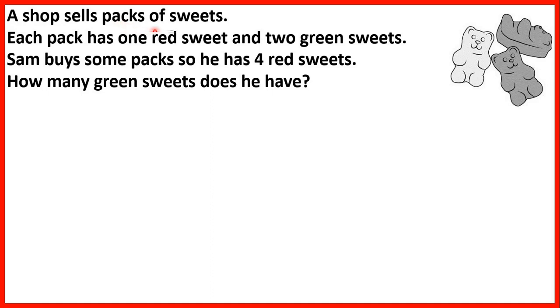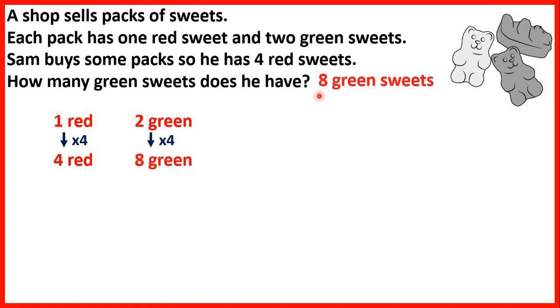A shop sells packs of sweets. Each pack has 1 red sweet and 2 green sweets. Sam buys some packs so that he has 4 red sweets. How many green sweets does he have? So in each pack, he gets 1 red sweet and 2 green sweets. But he has 4 red sweets altogether. 1 times 4 is 4. So if we do the same for the green sweets, 2 times 4 is 8. So he has 8 green sweets.